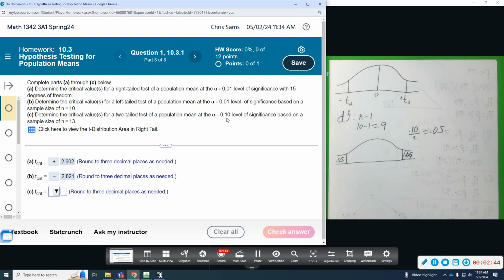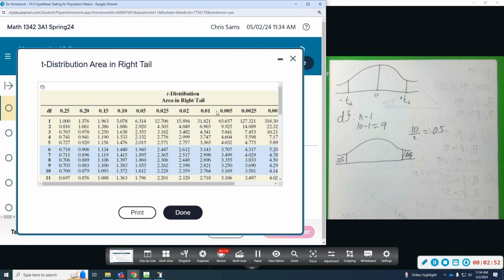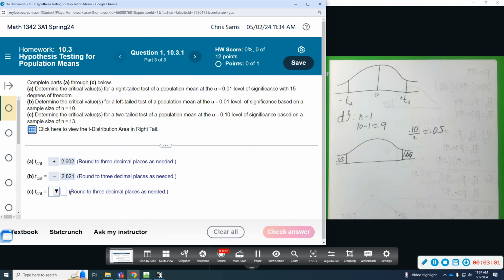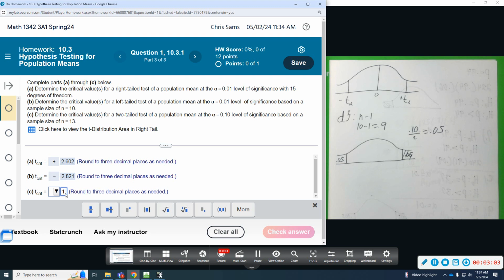So we're given two values. We have 13, so minus 1 is going to be 12 degrees of freedom. So I'm going to go to 0.05, 12 degrees of freedom. That is 1.782. And this is positive and negative because we've got two tails.